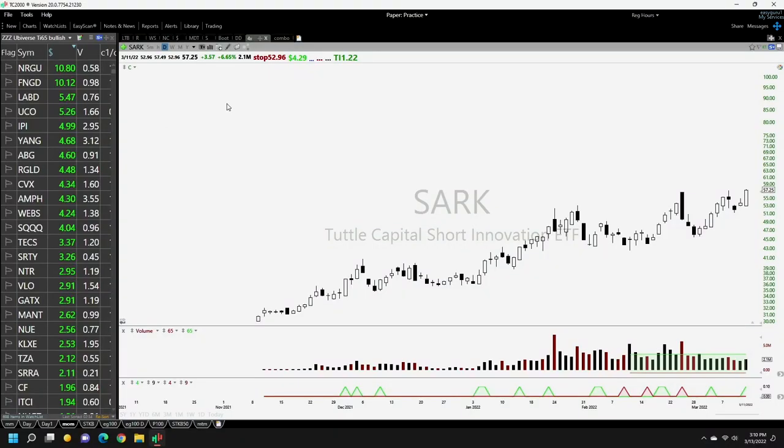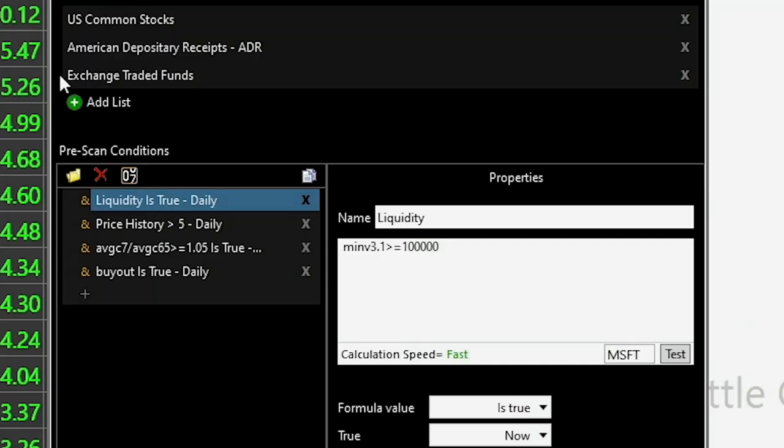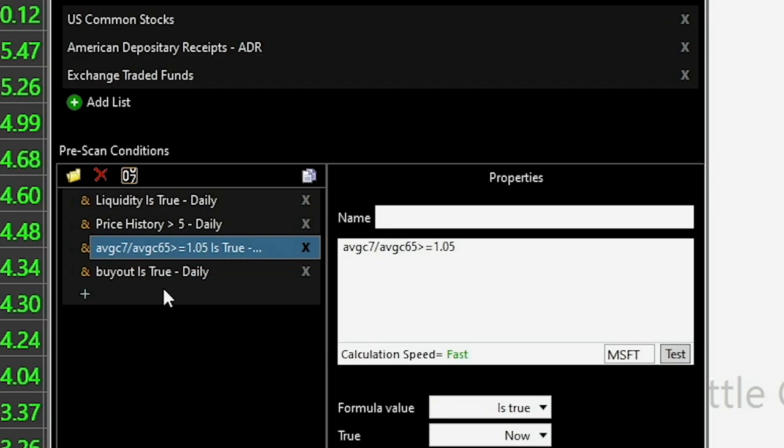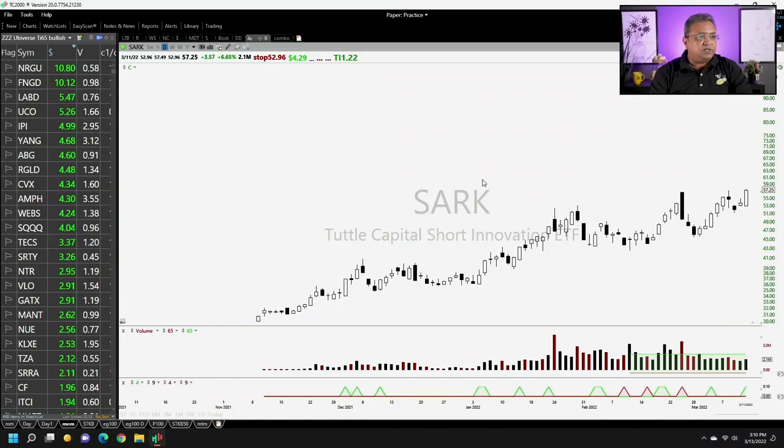So let's start by looking at the TC2000, and on the bullish side we are looking at liquidity is true, price above $5, average C7 by average C65 above 1.05. That's the momentum condition. And buyout true is to just eliminate stocks which have been bought out and which are going sideways. So you see that you're looking at 698 stocks to the plus side.